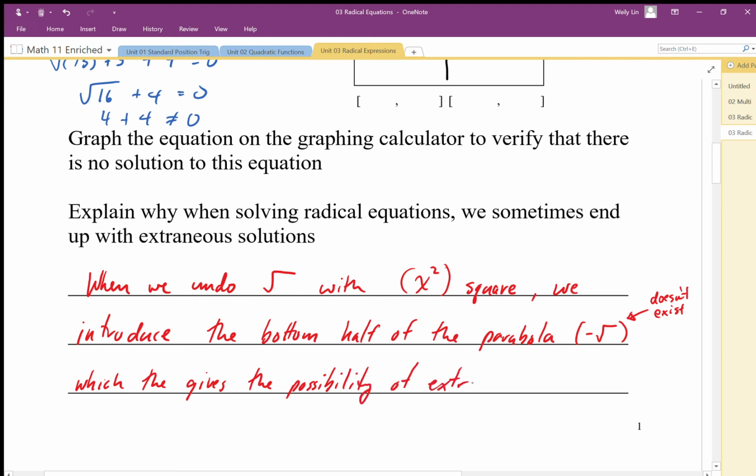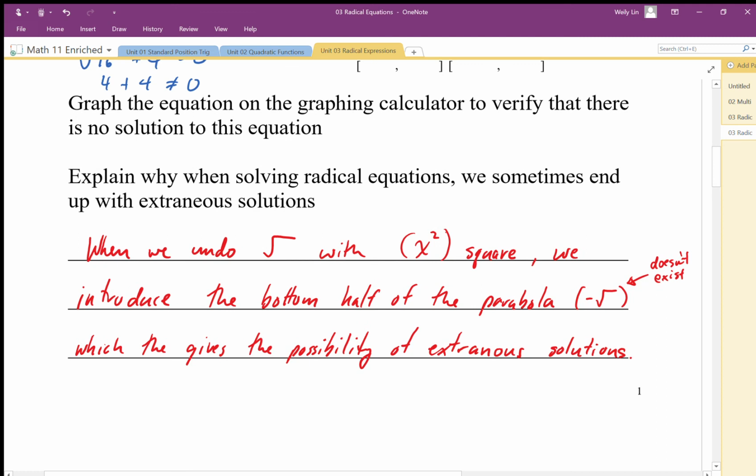Okay, so this means that it doesn't always give us an extraneous solution, but it introduces a possibility of extraneous solutions. So that's why we have to check. We have to check for extraneous solutions whenever we solve square root equations algebraically.